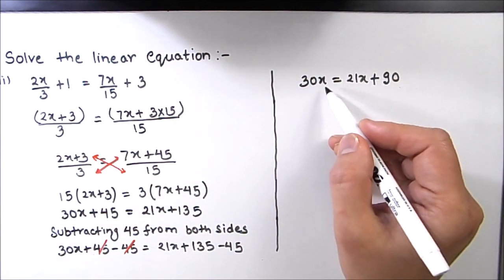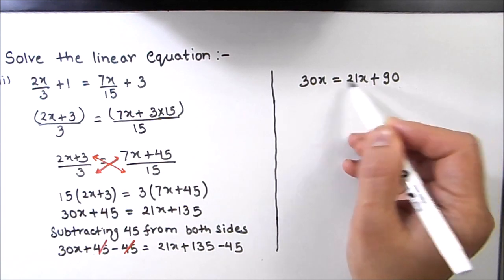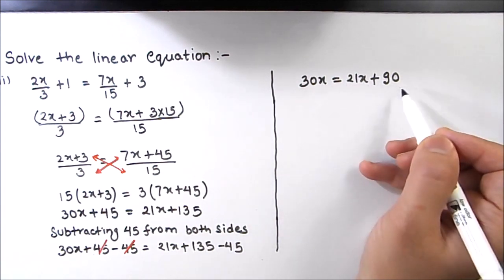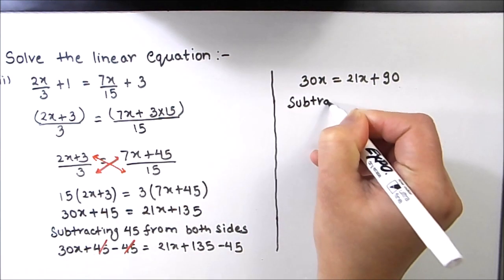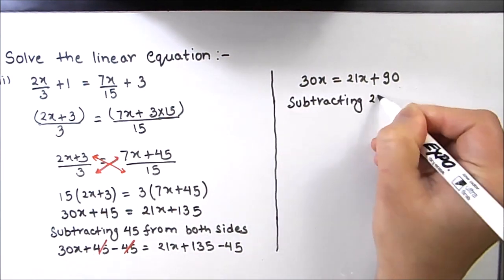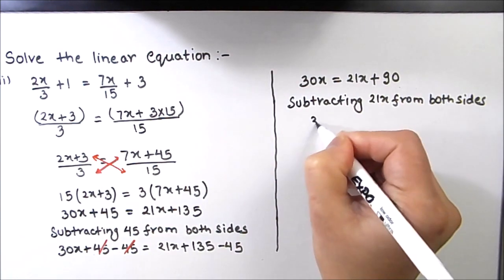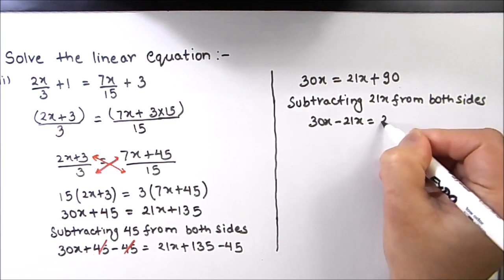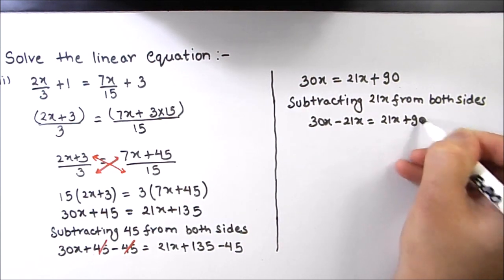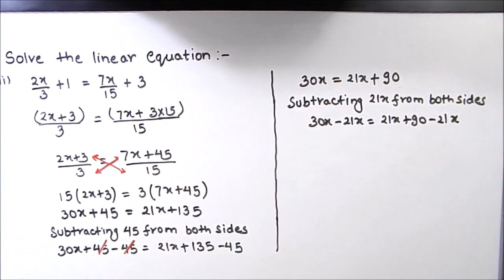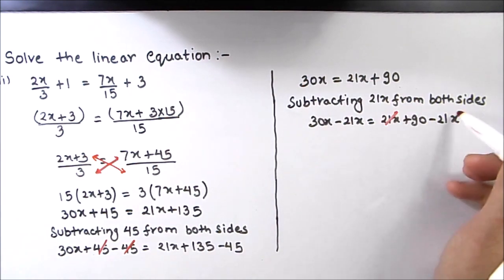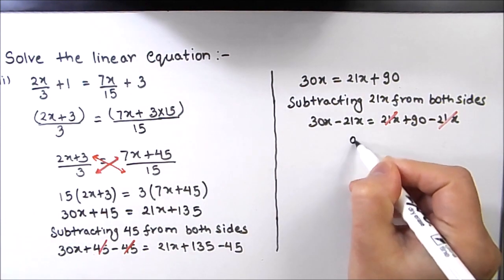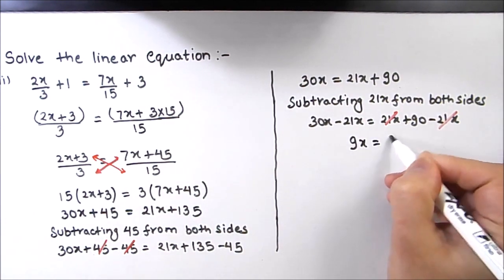Now as we need to find the value of x and we have x on both the sides of the equation, we can subtract 21x from both the sides. So this will be 30x minus 21x is equal to 21x plus 90 minus 21x. So this 21x and 21x get cancelled. 30 minus 21 will be 9x is equal to 90.